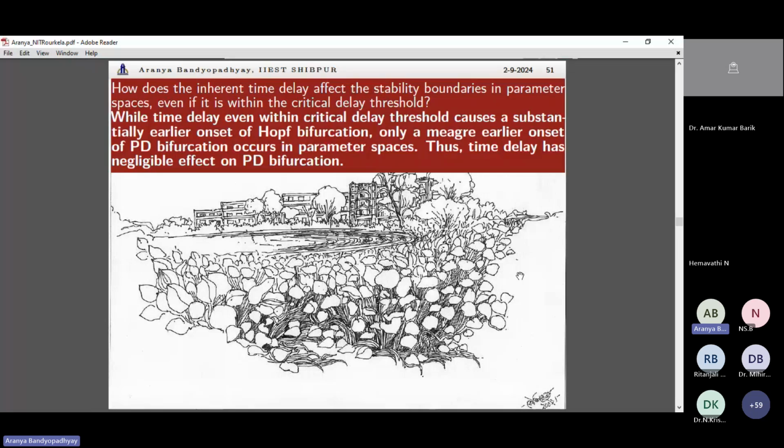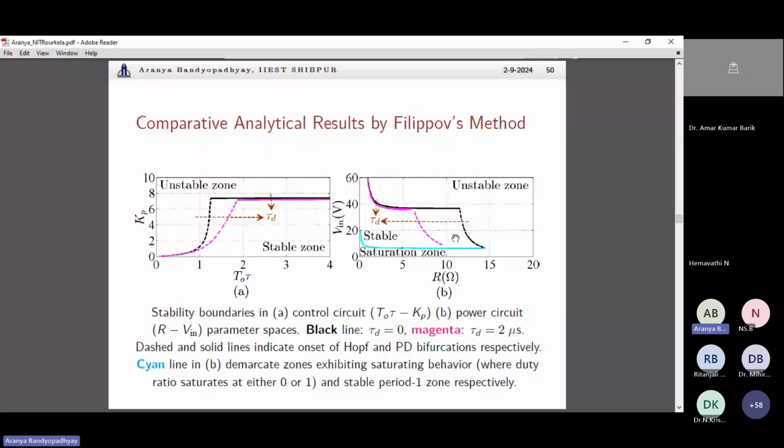Even if it is within the critical delay threshold, which would be the normal case, in many cases many people have asked me, whenever we are dealing with a digital type of controller, this problem of instability is there. But when it comes to the analog controller, we have never seen the effect of inherent time delay. That is because in a normal case, yes, the system remains within the critical delay threshold and will not readily exhibit some type of instability. But that does not mean it will not diminish the stable zone, as you can see over here, right?